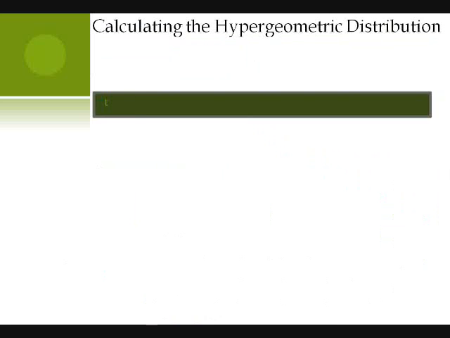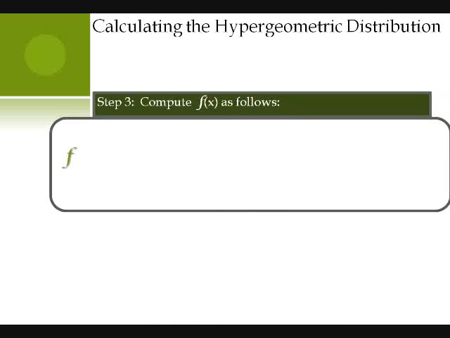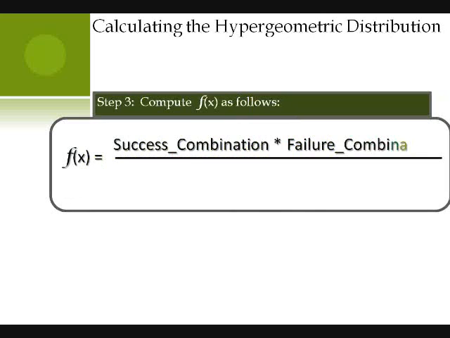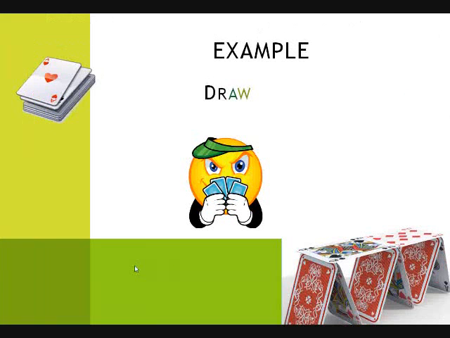Alright, once we've done all this combination math, and most of the time your calculator can make that very easy for you, now we just have to take those resulting values and multiply across the top here success times failure divided by population. Okay? So let's do an example.